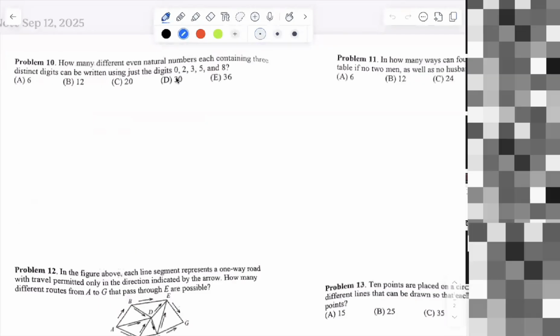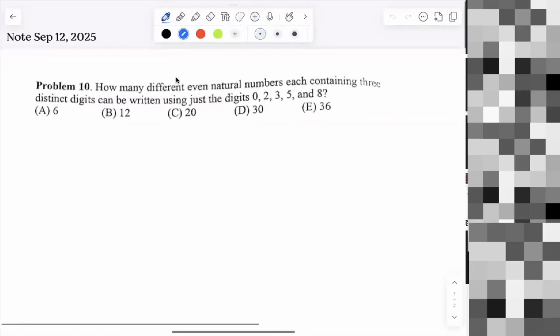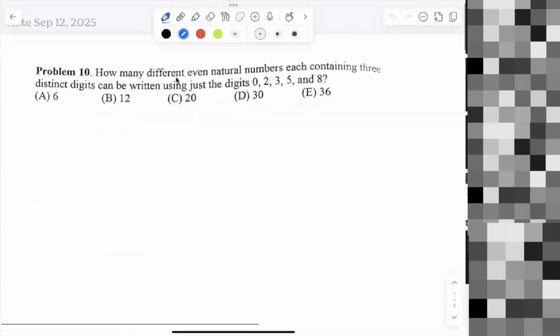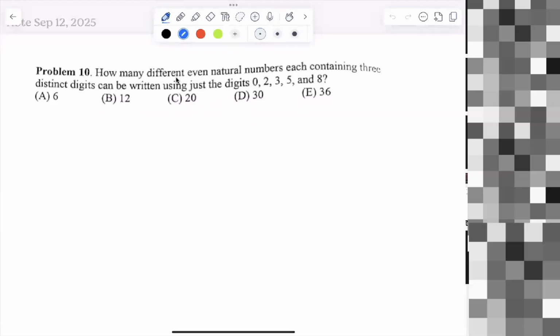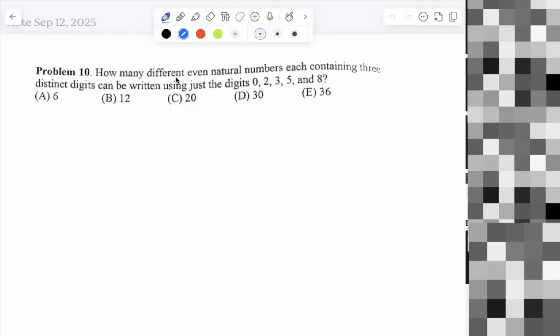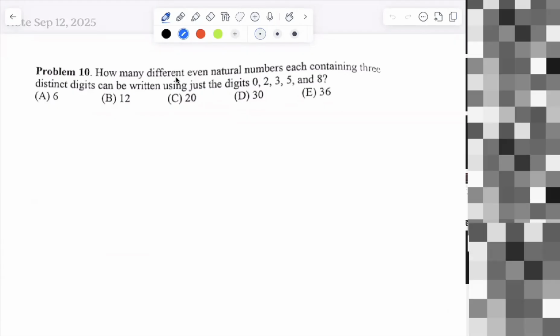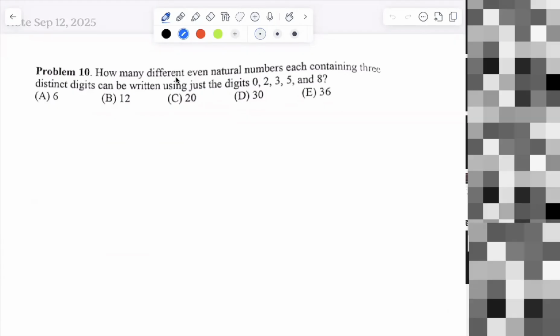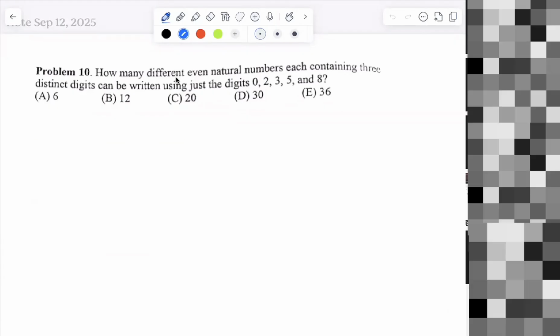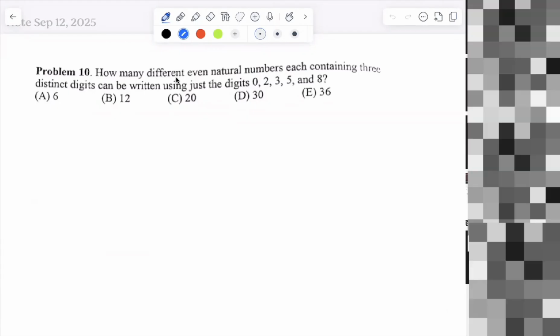But let's get started with our question. Let's start with problem 10. How many different even natural numbers, each containing three different distinct digits, can be written using just the digits 0, 2, 3, 5, and 8? A 6, B 12, C 20, D 30, and E 36.